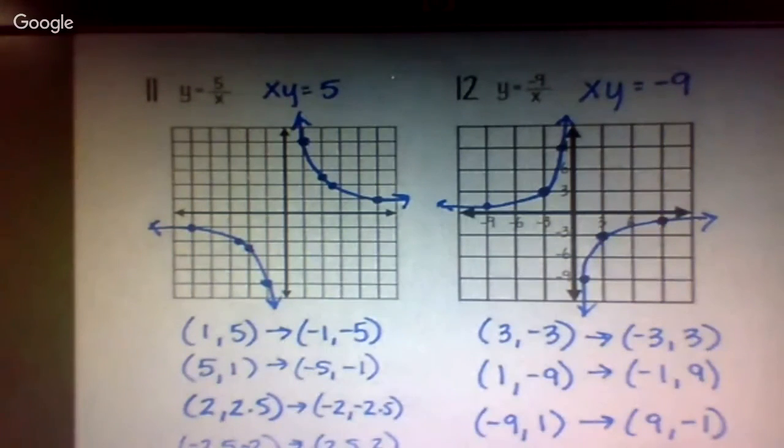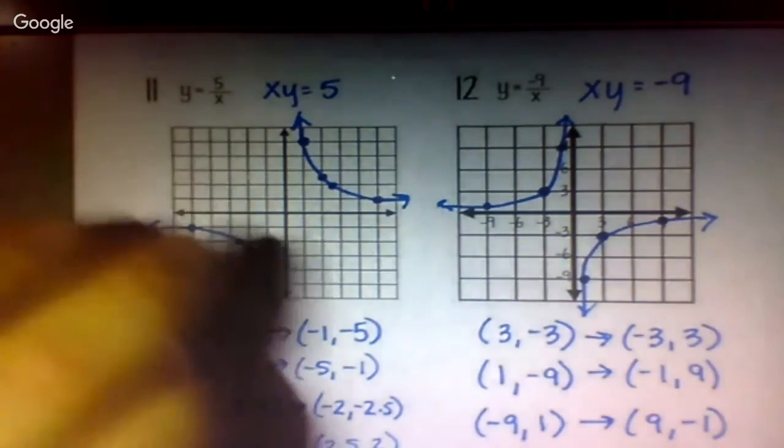Bro, I just glued this in yesterday. What page is this on? 94? Yeah, that's what page we're on, right? Here. Look.